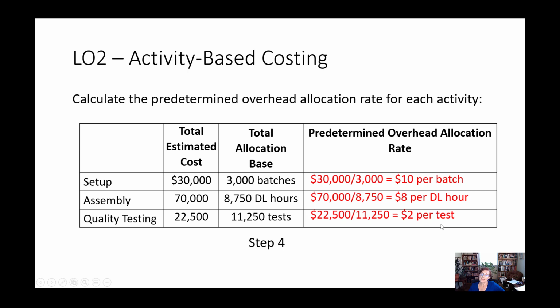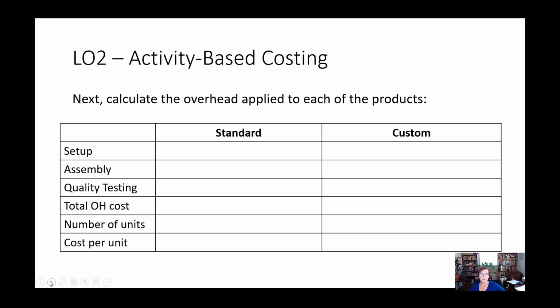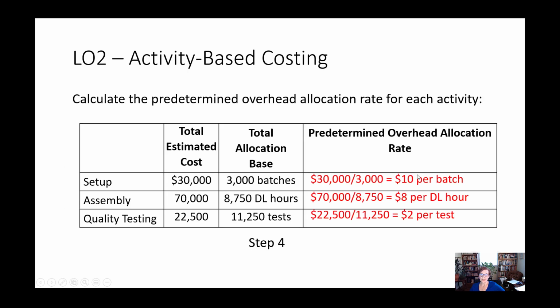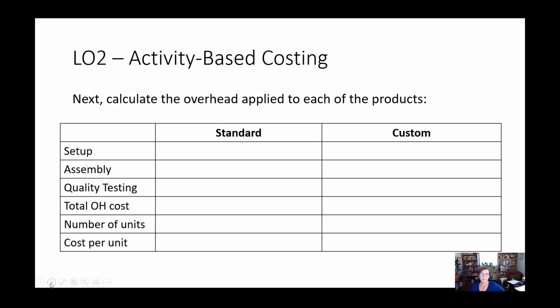Notice that you have these per test, per direct labor hour, per batch. These are important because you need to say what the allocation base is, because remember, before we only had direct labor hours, but now we have batches and tests. So now we're going to calculate how much overhead is applied to each of the products. So we're going to take these rates and multiply them by the amount used for each product, just like we did before.